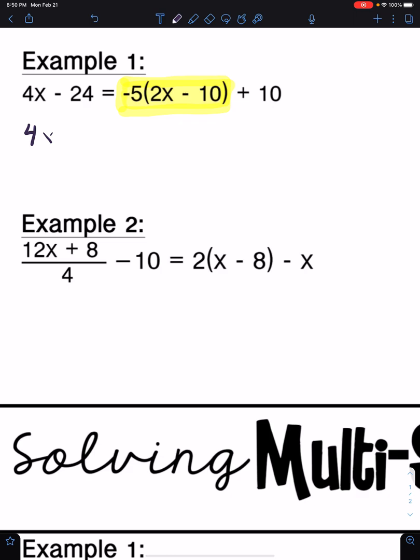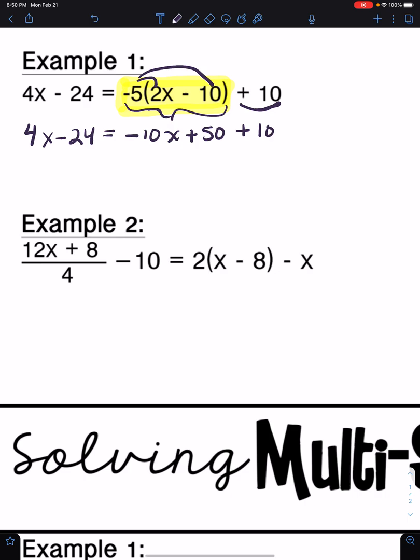So when you're doing your first step, everything else you're just going to copy down. So we're not doing the 4x minus 24 yet. We're not doing this plus 10 yet. We're just doing the distributive property. So negative 5 times 2x is negative 10x. And then negative 5 times negative 10 is 50. And then we don't multiply this 10 by the negative 5 because it's not inside the parentheses.